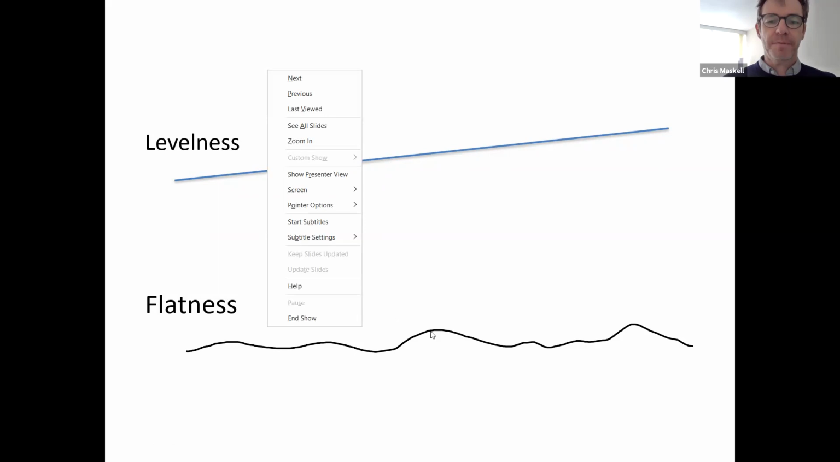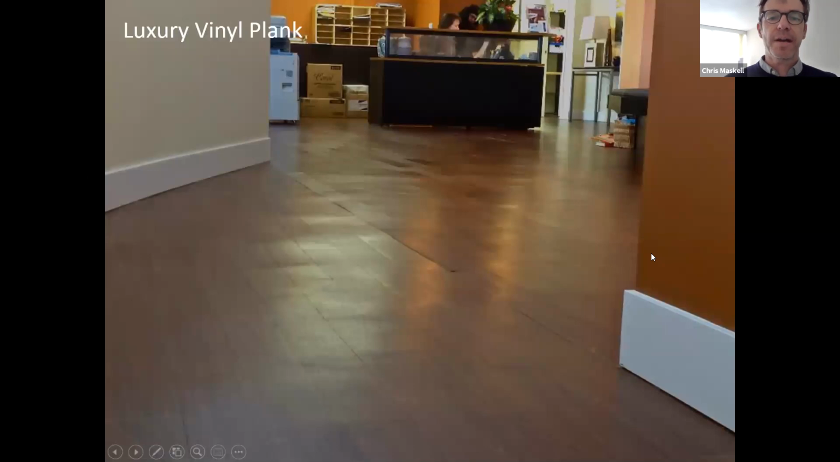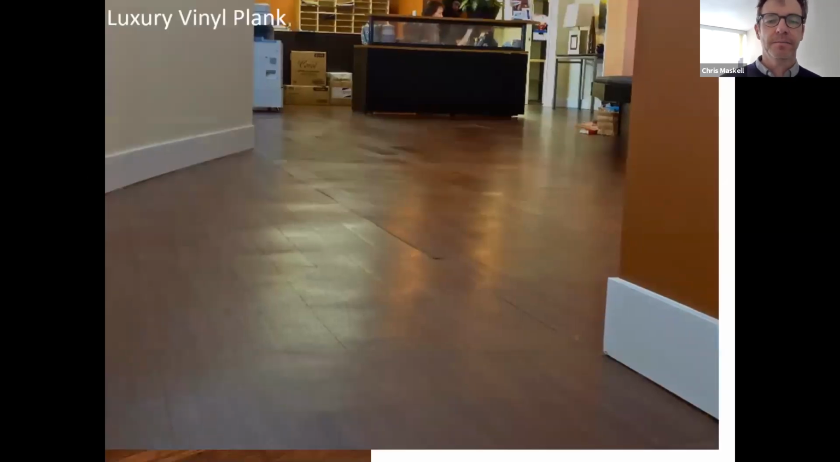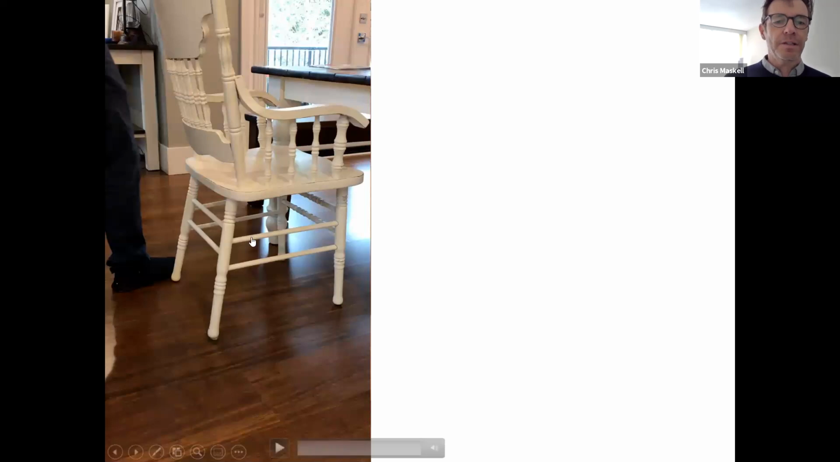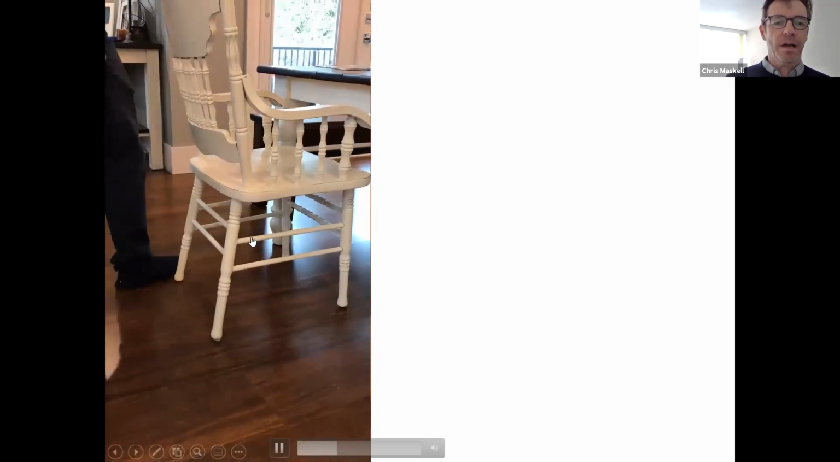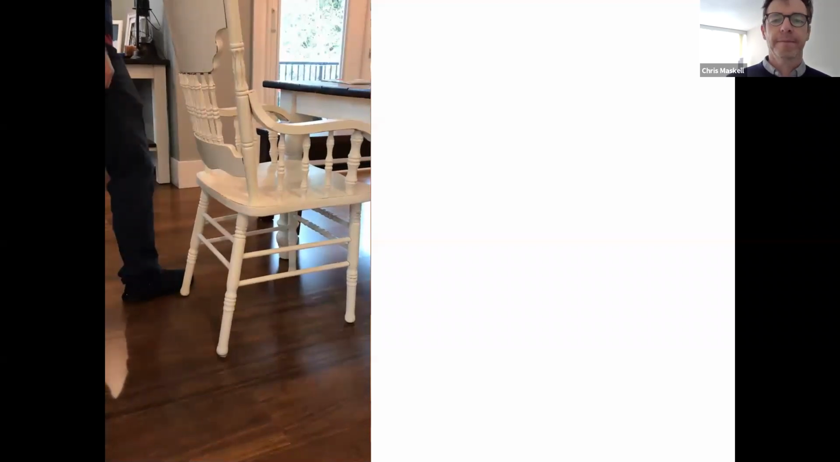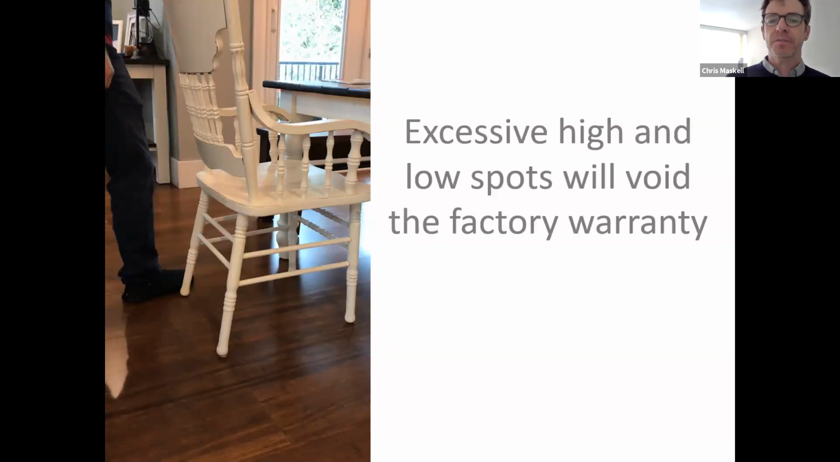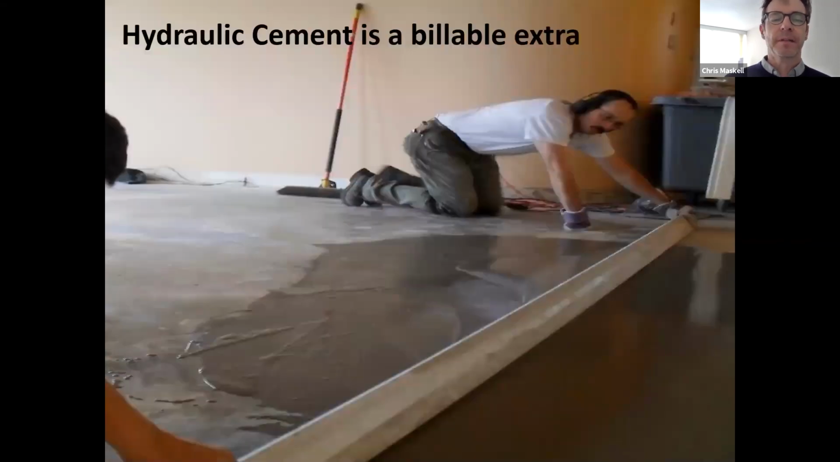Same with LVT. What happens if you lay LVT over this? You get, oh, what's going on? You get this, failure, no payment, no commission. This is bamboo flooring on a wonky undulating surface. Very unhappy homeowner. Excessive high and low spots will void the factory warranty. So we need to pour leveling compound or hydraulic cement underlayment, or plano as it's called, or patch. Not our trade scope of work as a given, but can be taken on as a billable extra.